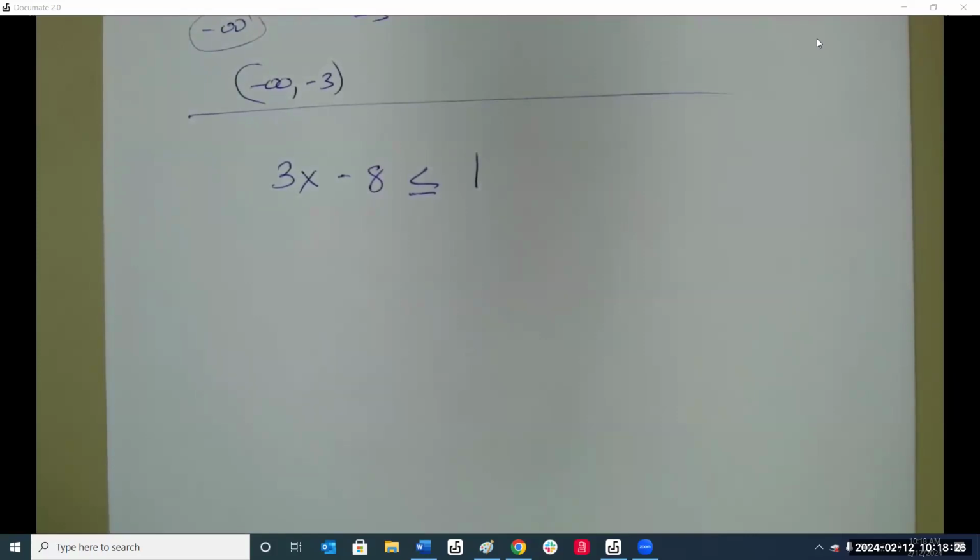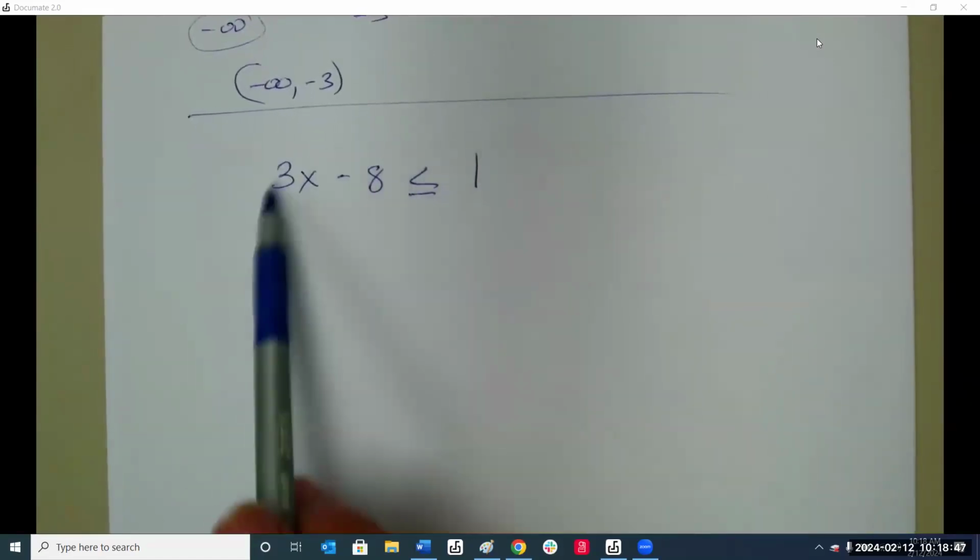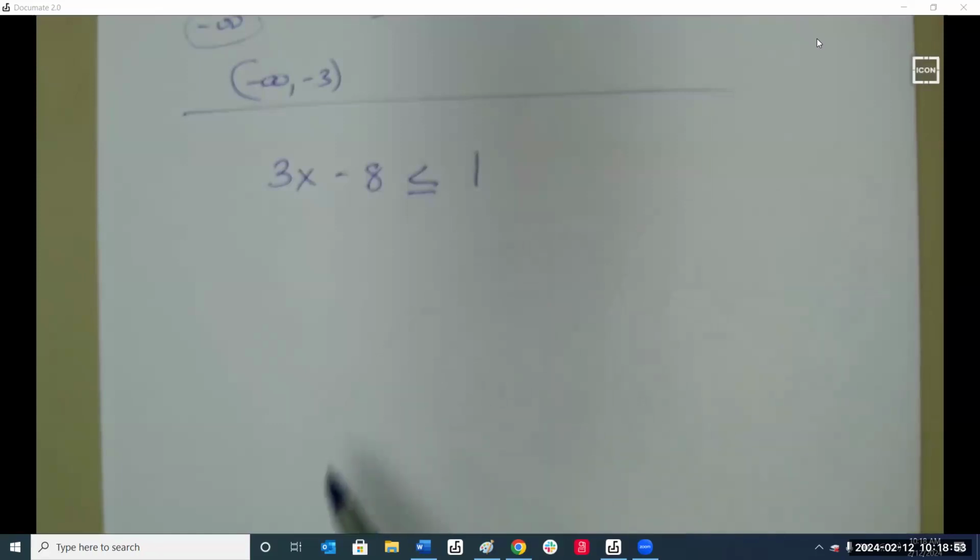x minus 8 is less than or equal to 1. Finished? I want it in the other two formats as well. I want it in graphing. What format is this in already? It's set notation because we have inequalities. I want it in interval notation and graphing.